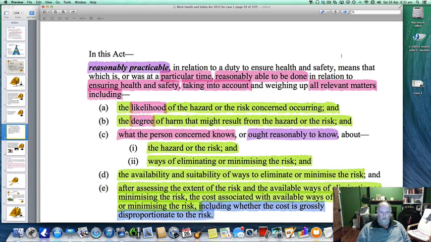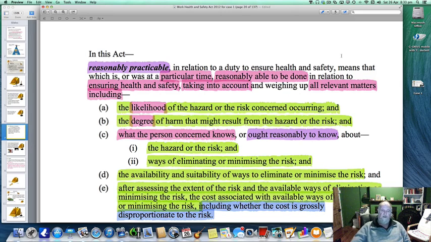The availability and suitability of ways to eliminate or minimise the risk has to be taken into account. What can you get to change it? How suitable would that be to your operation? You can take that into account, but after assessing the extent of the risk and the available ways of eliminating or minimising the risk, the costs associated with available ways of eliminating or minimising the risk, including whether the cost is grossly disproportionate to the risk.